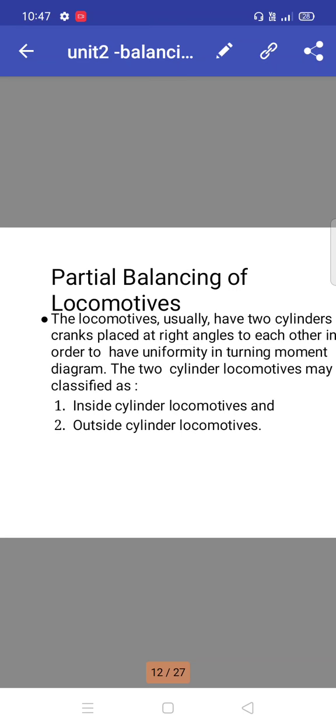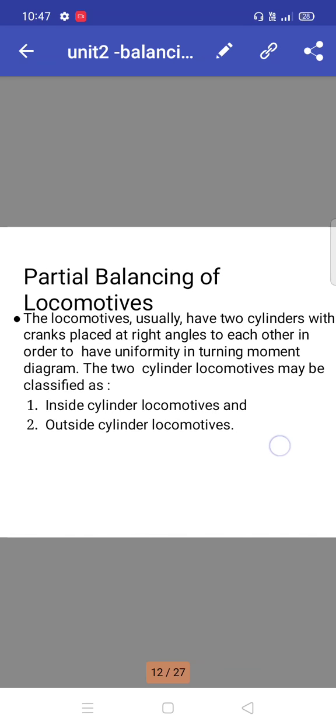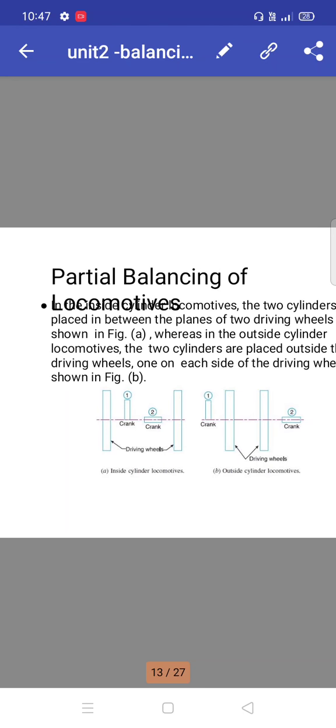Partial balancing of locomotives. The locomotives usually have two cylinders with cranks placed at right angles to each other in order to have uniformity in the turning moment diagram. The two-cylinder locomotives may be classified as inside cylinder locomotive and outside cylinder locomotive.